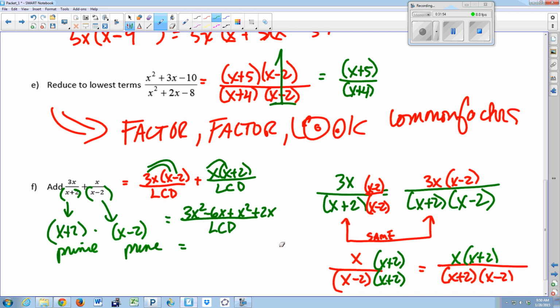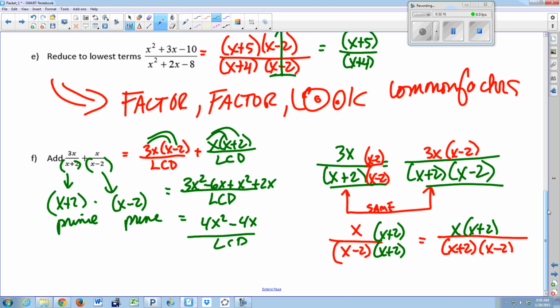Simplify. Yes, absolutely. They have to have the same common denominator. So you have 4x squared minus 4x over LCD. Is everybody checking me, making sure I haven't made any mistakes? Looks pretty good. So 4x times (x minus 1) on top if I factor, because I want to see if I can now reduce. But I have an x plus 2 and an x minus 2 as my common denominator. There are no common factors, so you can circle that either way.